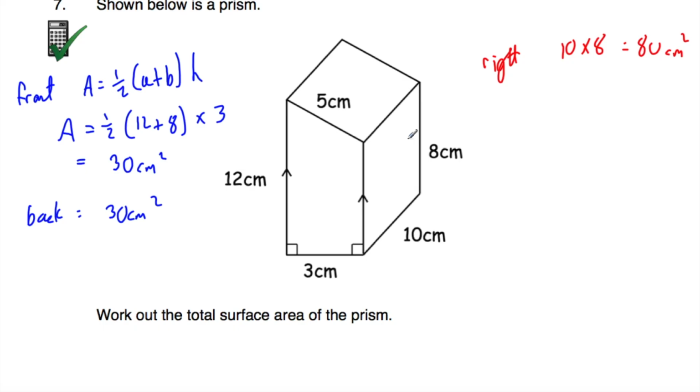Now in this case, the area of the right-hand side of the prism won't be the same as the area of the left-hand side of the prism, because obviously the heights of those two rectangles are different. Okay, so we've done the right-hand side. Now let's deal with the top.